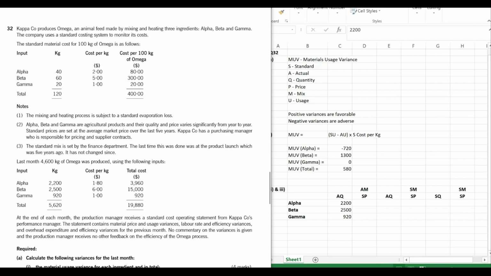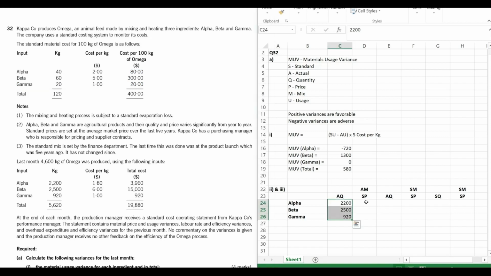So it's not 80, 320, it's 2, 5, and 1. Okay, so we'll take this multiplied by 2, take this multiplied by 5, and take this multiplied by 1. Okay, and we'll take the total here, and we'll take the total here. Okay, let's make these bold. So we have our first total, which is the 17,820.